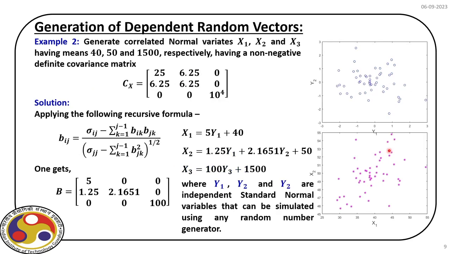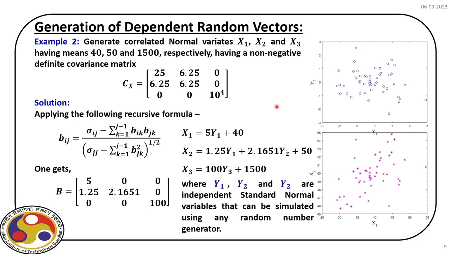Okay, so a different example. In this case, we have x1, x2, x3. But out of these three random variables, only x1 and x2 are correlated. And the covariance matrix you can see on your screen.